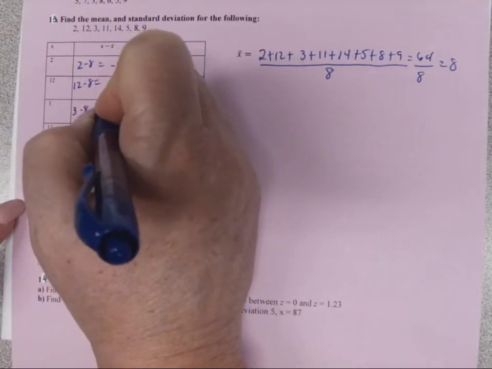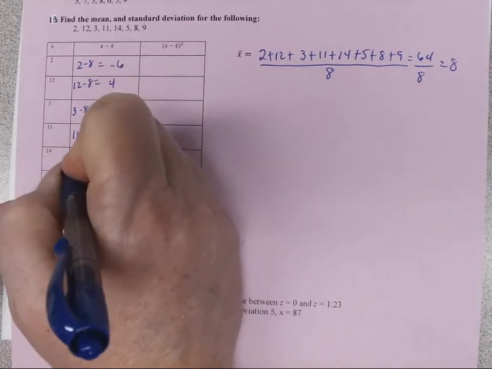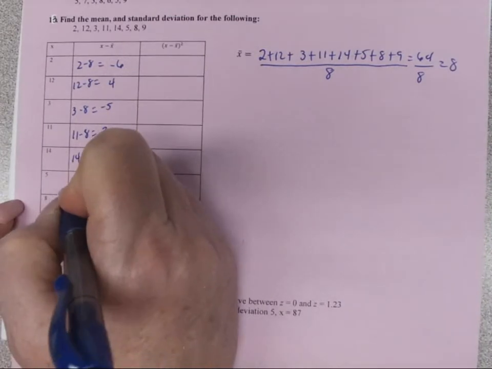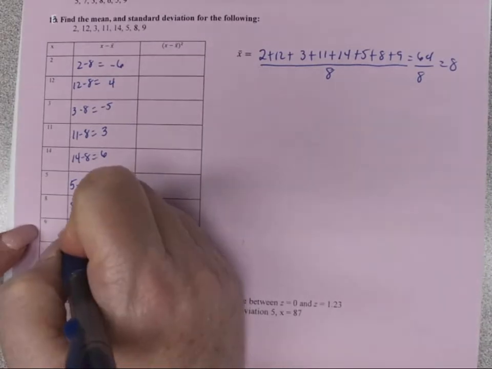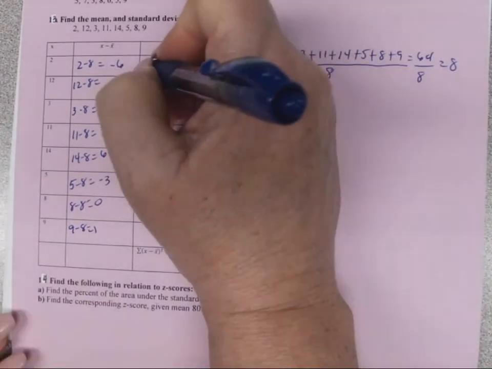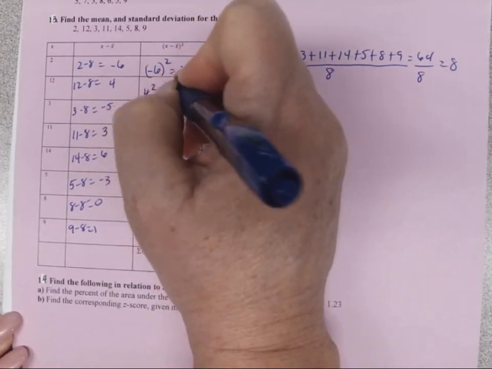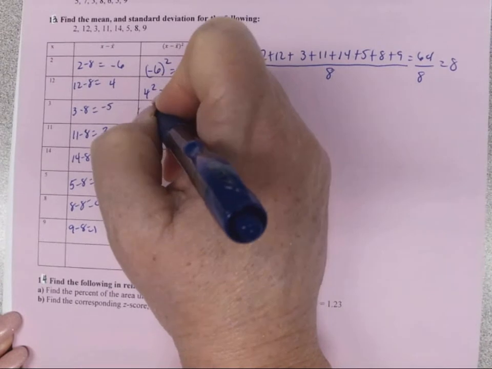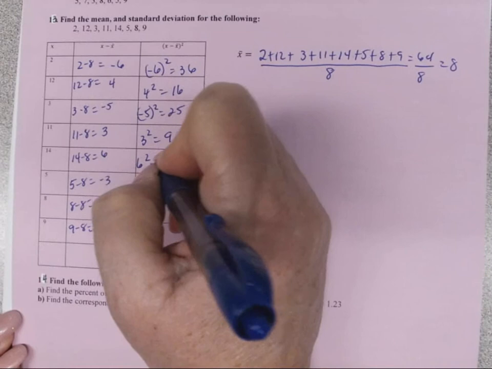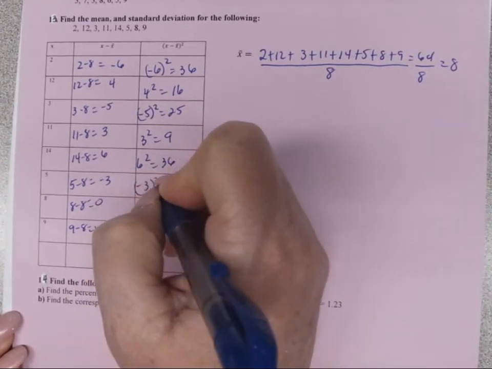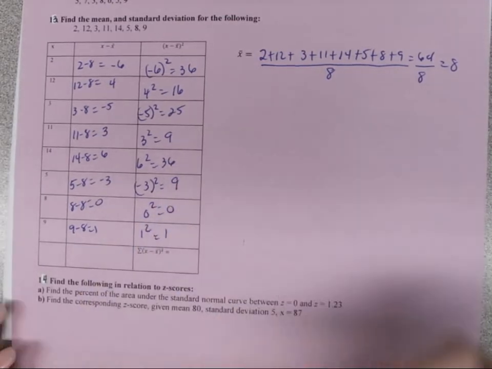3 minus 8 is negative 5. 11 minus 8 is 3. 14 minus 8 is 6. 5 minus 8 is negative 3. 8 minus 8 will be 0. 9 minus 8 is 1. So now we have negative 6 squared, which will be 36. 4 squared is 16. Negative 5 squared is 25. 3 squared is 9. 6 squared is 36. Negative 3 squared is 9. 0 squared is 0. And 1 squared is 1.